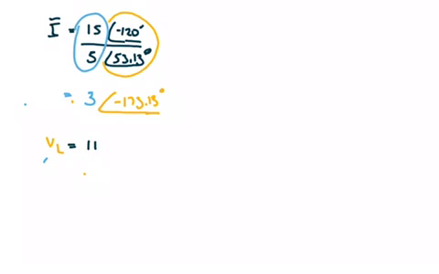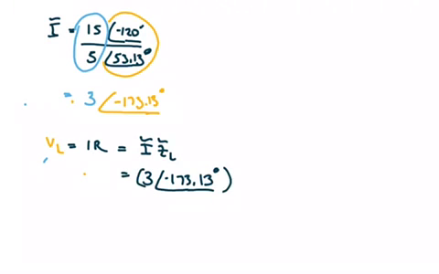Okay, so knowing I, I can now solve for VL, which is my voltage across my inductor. So it's still Ohm's law. Okay, so it's just going to be that I times ZL in the frequency domain. So that leads me to 3 at negative 173.13 degrees times ZL again, which is 4 times 10 to the fourth times 0.1 times 10 to the negative 3 times j.